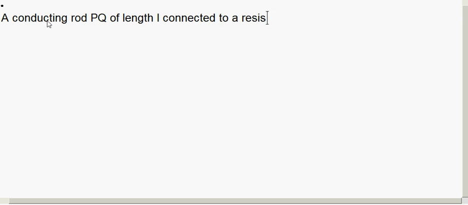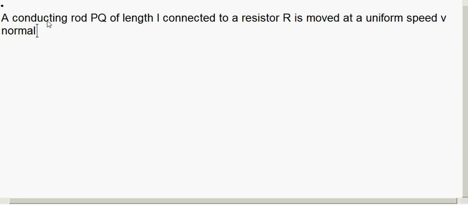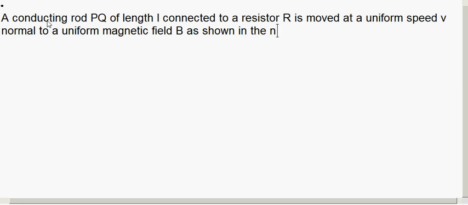A conducting rod PQ of length L connected to a resistor R is moved at a uniform speed v, normal to a uniform magnetic field B, as shown in the figure. We'll draw the figure later.